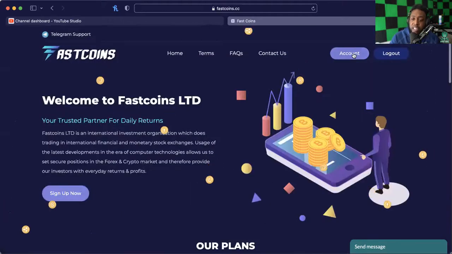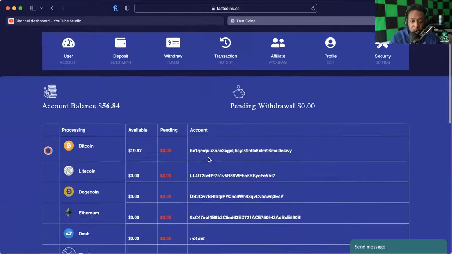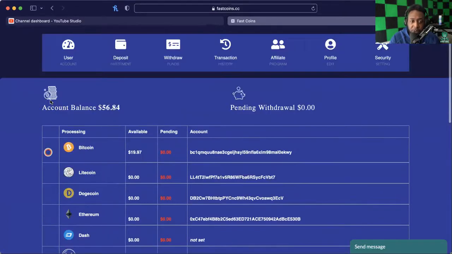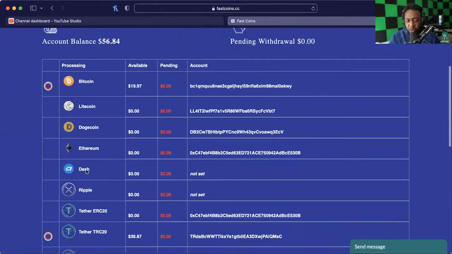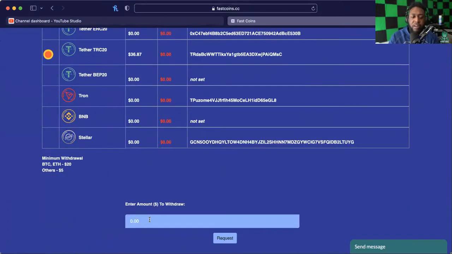And with that being said, let's get on into the back office and let's get on with this withdrawal. All right, we can only withdraw this Tether. We don't have enough Bitcoin to do that. We're 3 cents off. So maybe we'll get to do it tomorrow. All right, but let's go ahead and take this Tether TRC out right here. We're going to take this 36.87 out.